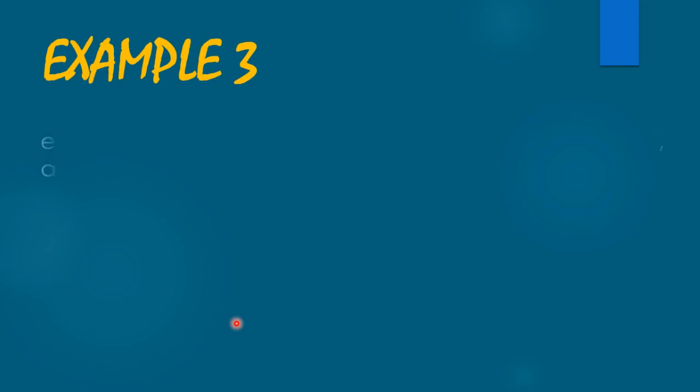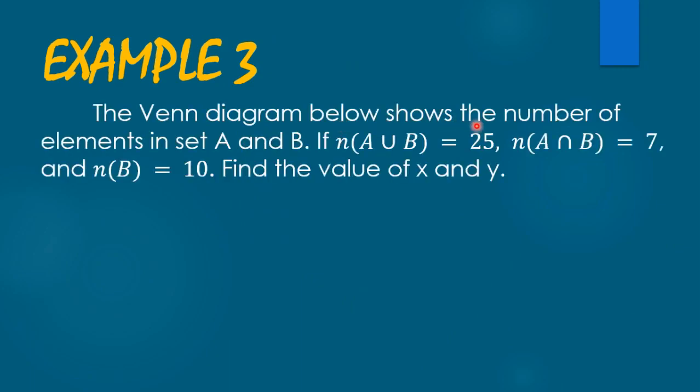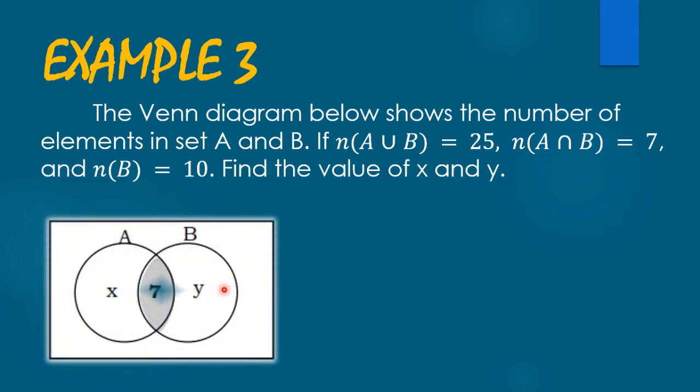Example number 3. The Venn diagram below shows the number of elements in set A and B. If the number of elements in A union B is 25, the number of elements in A intersection B is 7, and the number of elements in B is 10, let us find the value of X and Y. So we have our given Venn diagram. For the event A, we have X plus 7, and for event B, we have 7 plus Y, and if you have seen, the intersection will be 7.